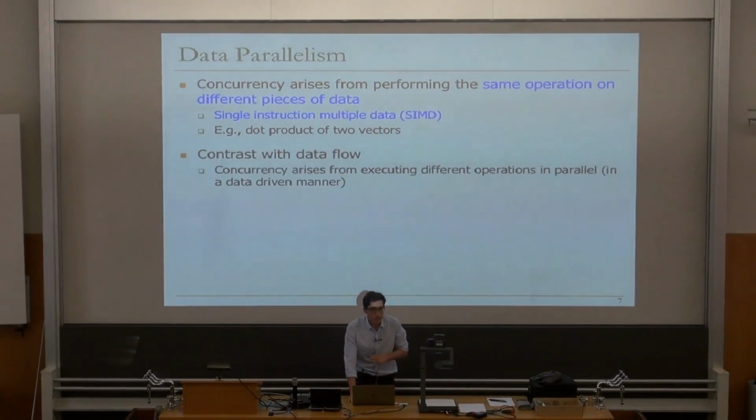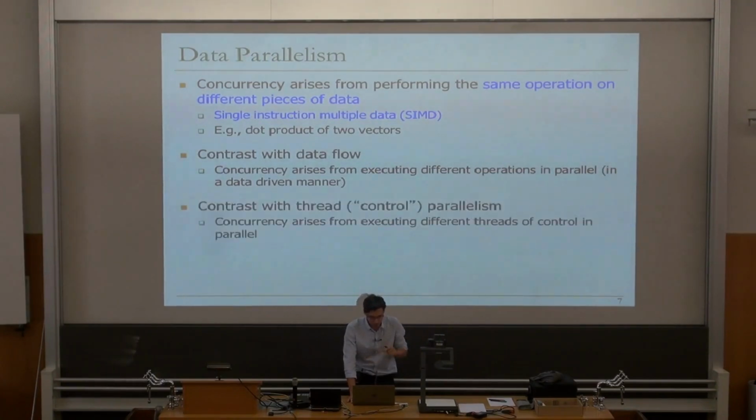In contrast with data flow, you're already familiar with data flow architectures. In data flow architectures, actually the concurrency does not arise from operating on different data elements at the same time, but on executing different operations in parallel. And also, in contrast to thread or control parallelism, that could be something like multiple instruction, multiple data, where we could have different threads of control executing in parallel.